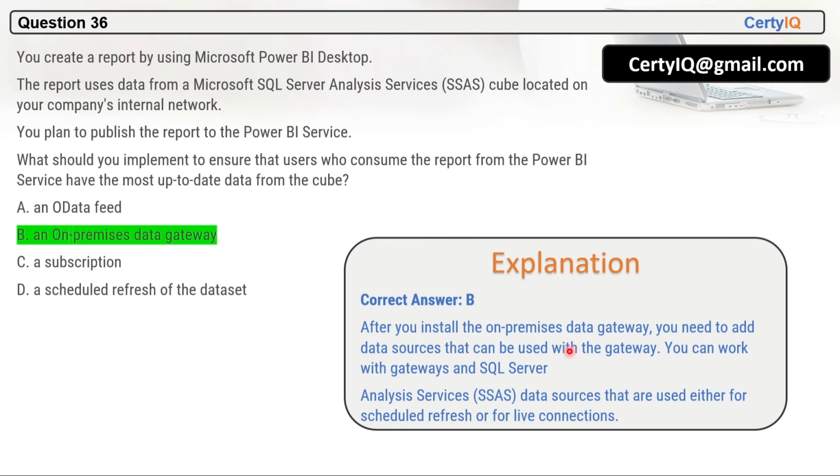After you install the on-premise data gateway, you need to add a data source that can be used with the gateway. You can work with gateways and SQL Server Analysis Services data sources that are used either for scheduled refresh or for live connections.